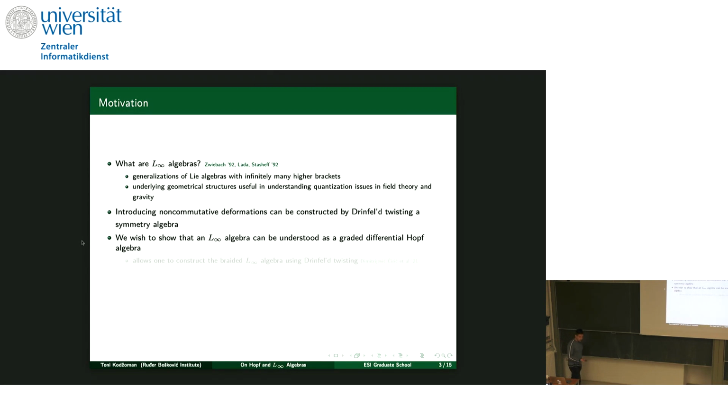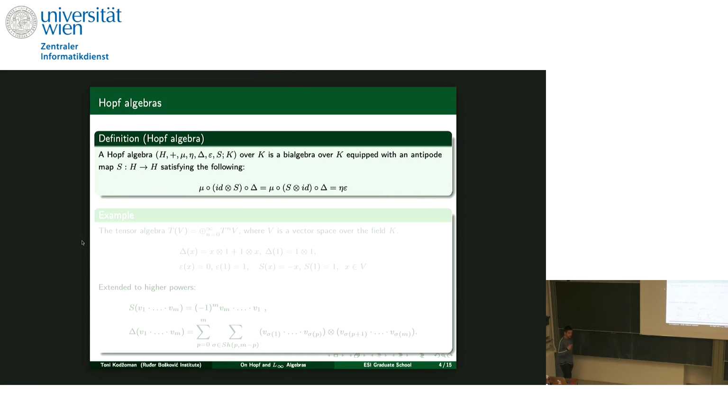What is our goal? It is to show that an L-infinity algebra can be equated, or rather understood, as a graded differential Hopf algebra, and also to obtain the new structure recently shown, the so-called braided L-infinity algebra from Dimitrijević Ćirić and colleagues. Okay, so as I promised you, we will first have a short overview on Hopf algebras.